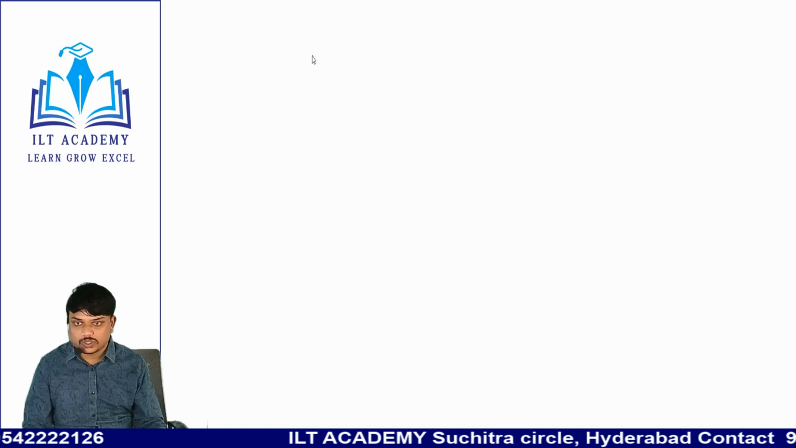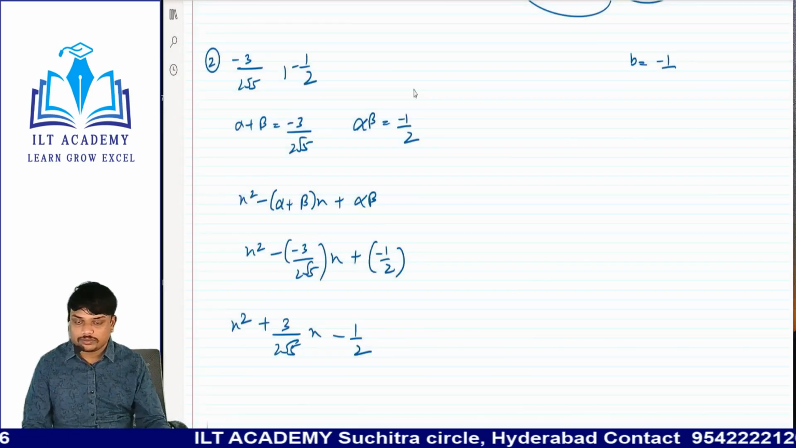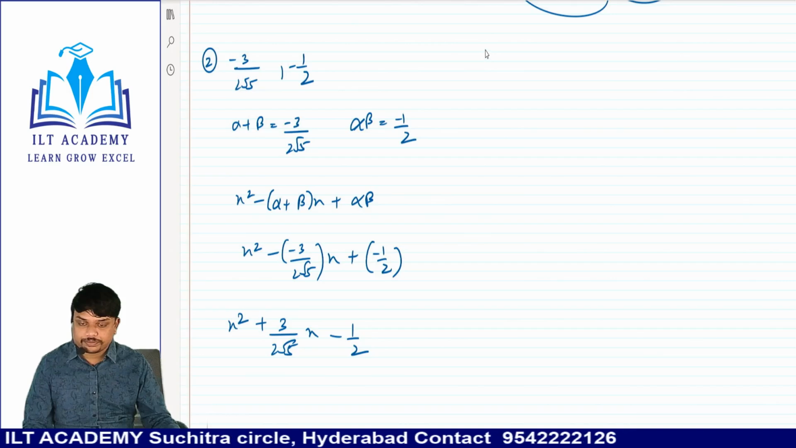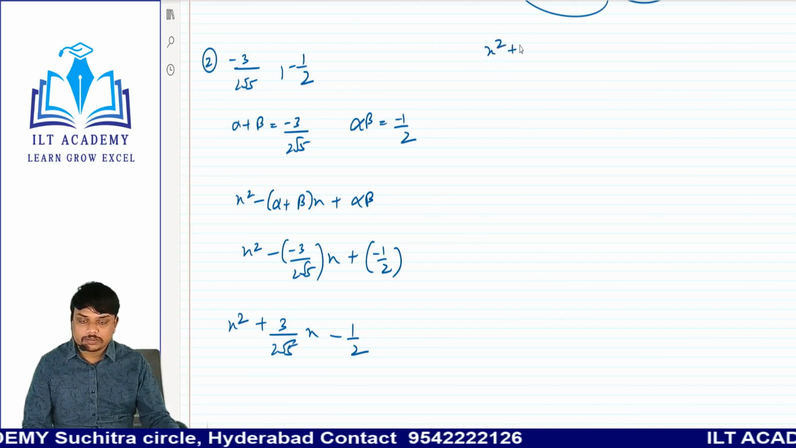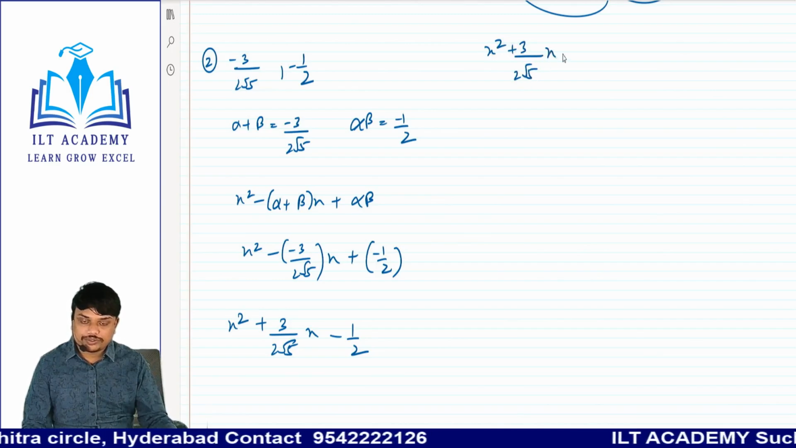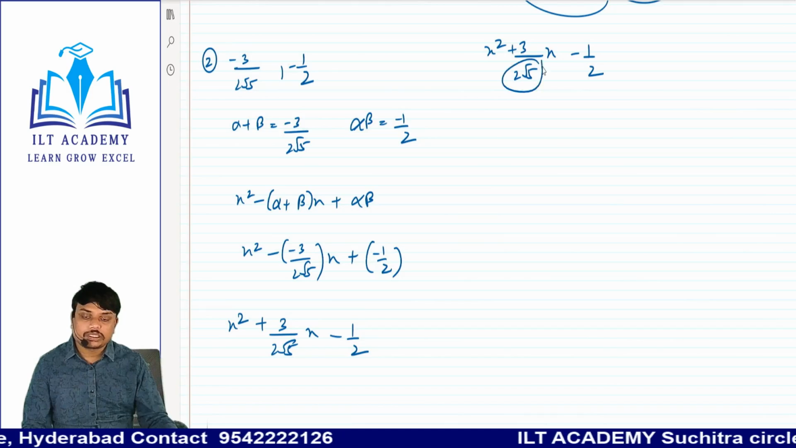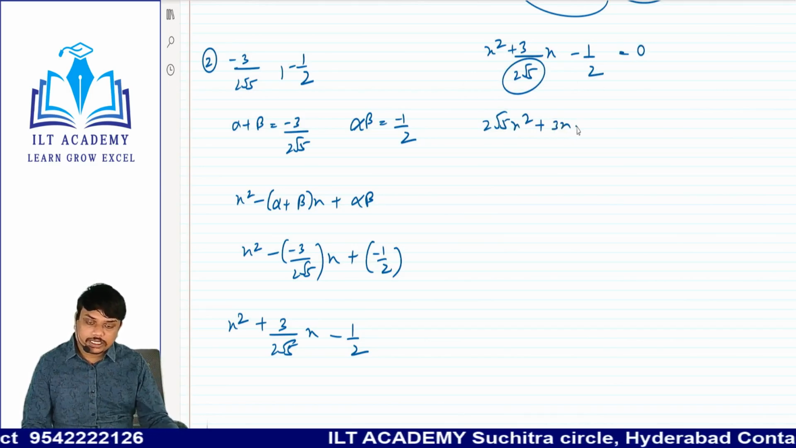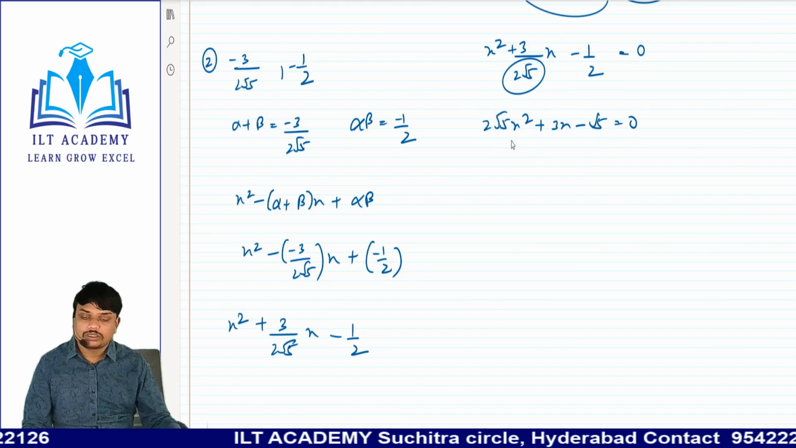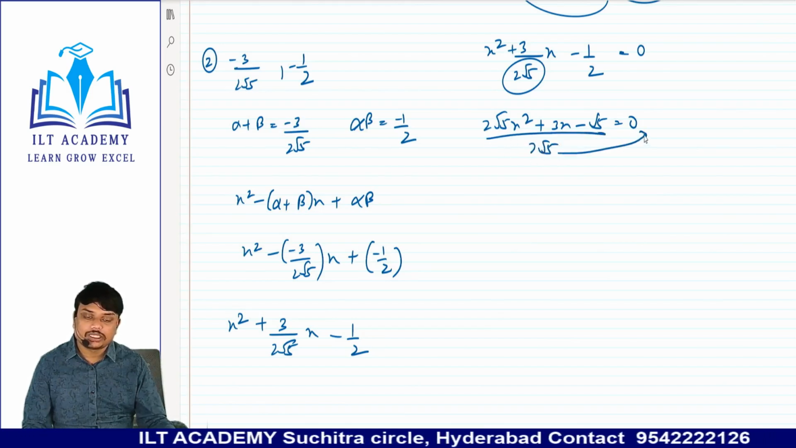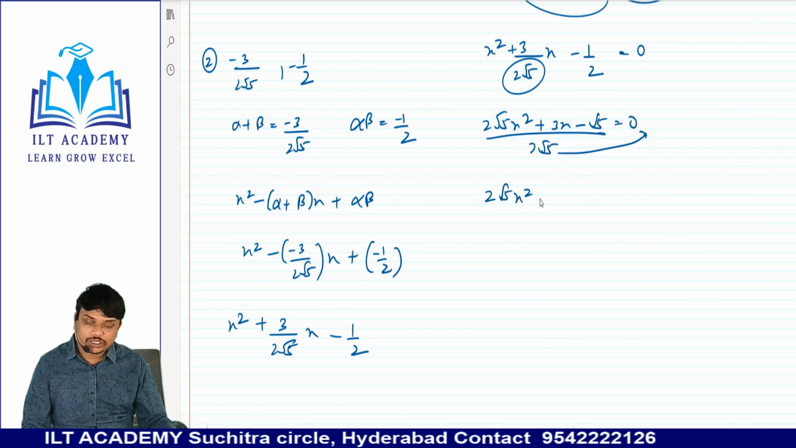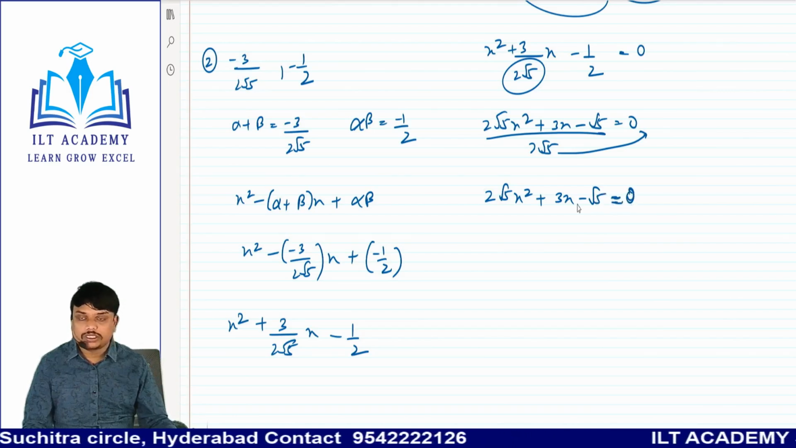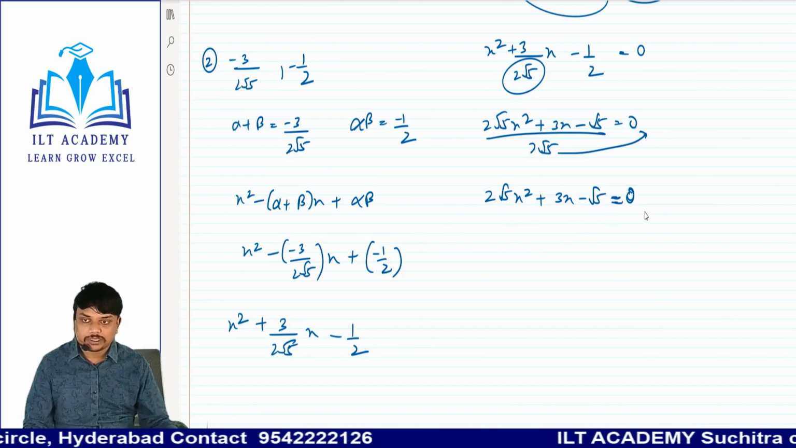Now what we can do is, this is x square as usual plus 3 by 2 under root 5 x minus 1 by 2. Now take the denominator and make it equal to 0. So 2 root 5 x square plus 3x minus root 5 is equal to 0, divided by 2 root 5. We took the LCM, 2 root 5. So this will become 2 under root 5 x square plus 3x minus root 5 is equal to 0.